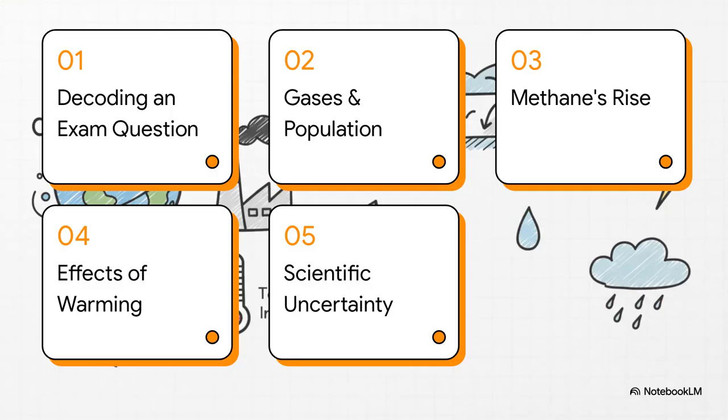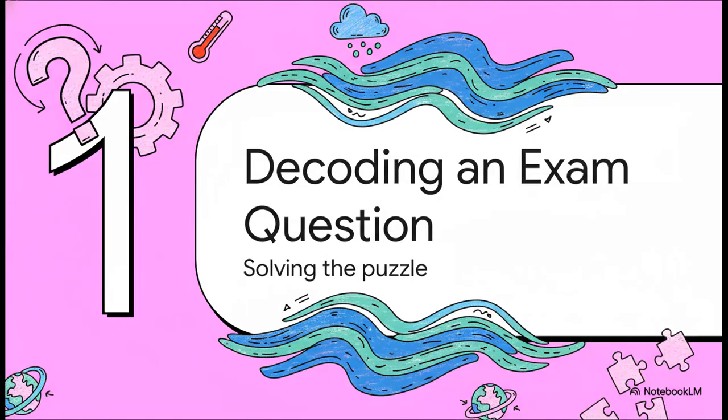So here's the game plan. First, we'll decode the very first part of the question. Then, we'll connect the dots between population growth, CO2, and methane. After that, we'll look at the effects of a warmer planet, and we'll wrap up by talking about why scientists sometimes debate these big theories. Let's get into it. Right, let's dive in.